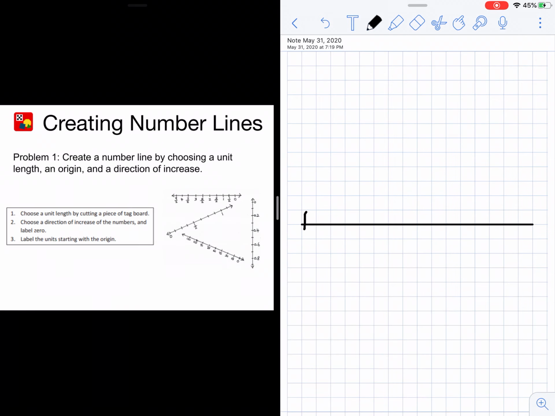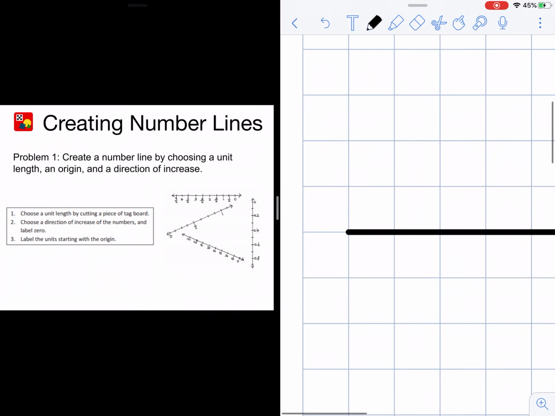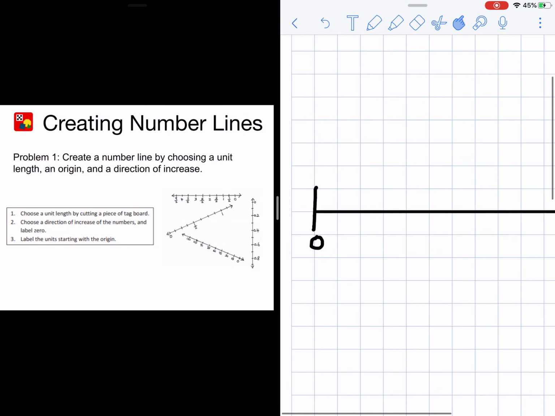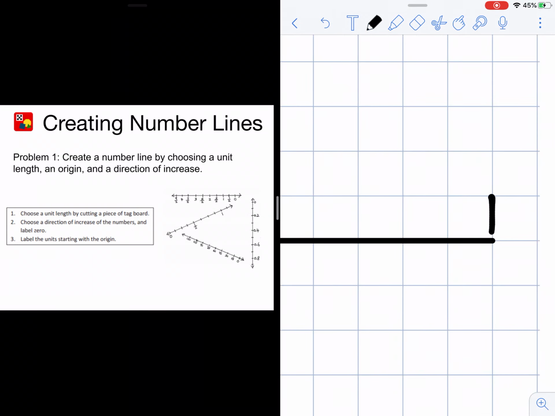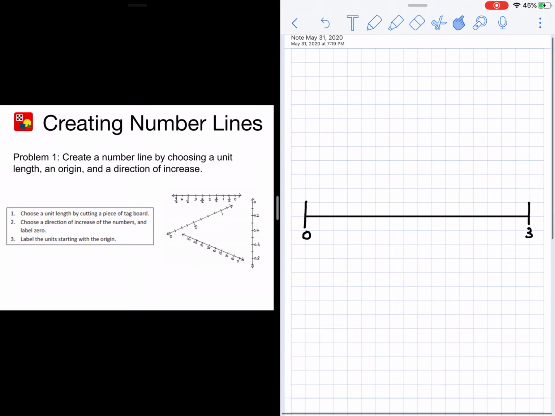I'm going to zoom in a little bit more. This line here is 0. That is our origin, that end point. There's my 0. That is my, everybody say it with me, origin. Now we're going to label our units starting with the origin. Let me zoom in on this side. I said this was 3 inches. I didn't measure mine, but you are for sure going to measure yours.